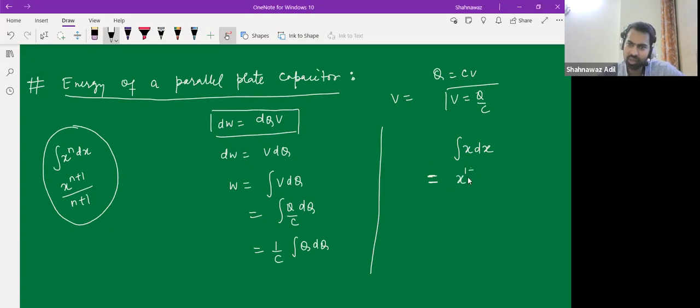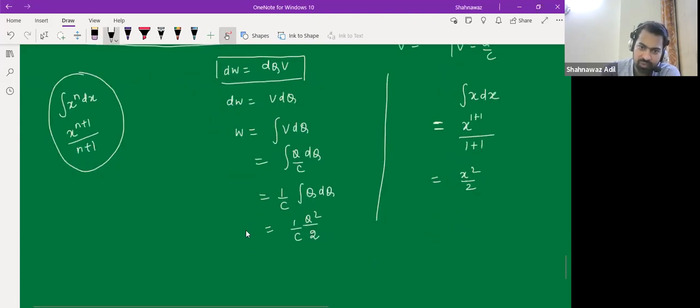N is 1, right? So (n+1) divided by (n+1). Right, guys? So this would be how much? X square by 2. So integration of X is X square by 2. Right, so this would be how much? This would be 1 by C, Q square by 2. Right, so this would be the work done, and this is equal to Q square by 2C. So this would be the energy. Work done is change in potential energy, right? So this would be equal to the energy. Is this clear, guys?